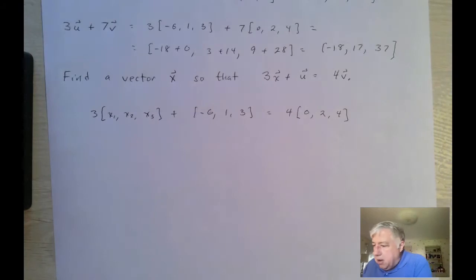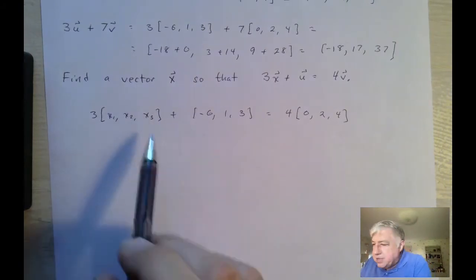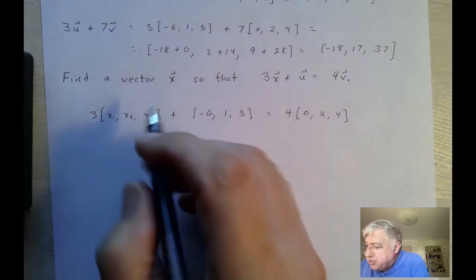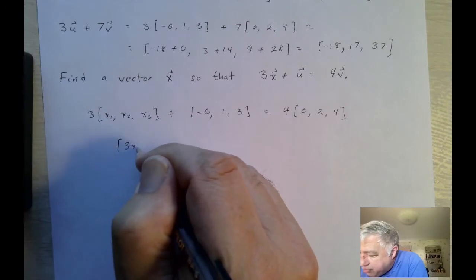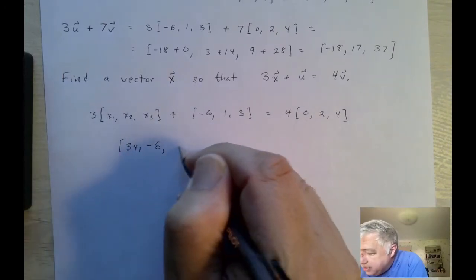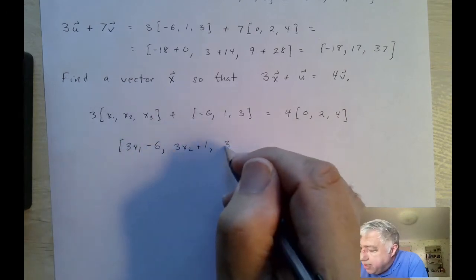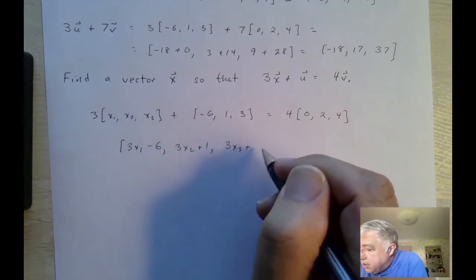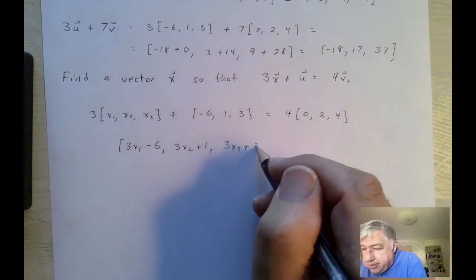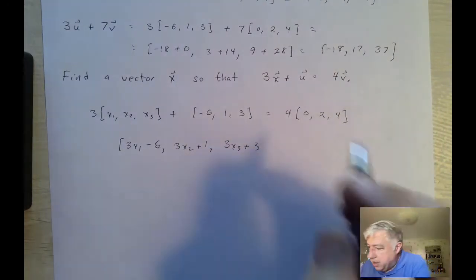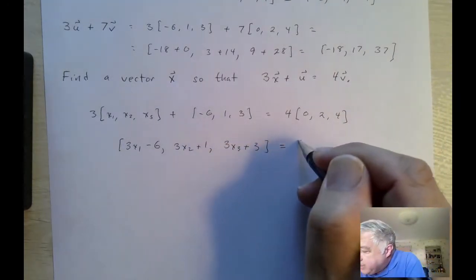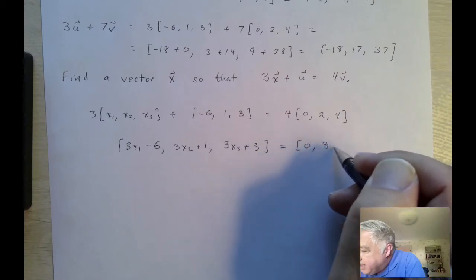Now let's simplify the expression on the left-hand side. This will be 3x1 minus 6, 3x2 plus 1, 3x3 plus 3. And on the right-hand side, this is going to be 0, 8, 16.